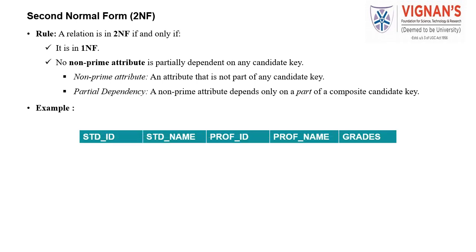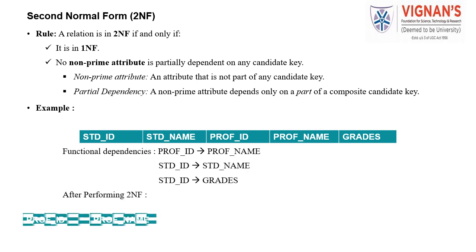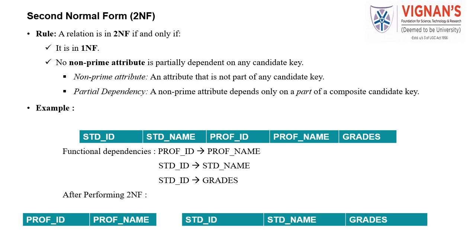A non-prime attribute is an attribute that does not belong to any candidate key. In simple words, key attributes identify a record. Non-prime attributes describe the record. Partial dependency occurs when a table has a composite key, more than one column as a key. A non-prime attribute depends on only part of the key, not the full key.